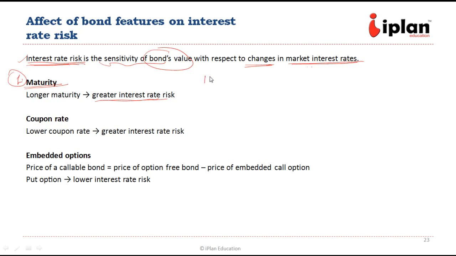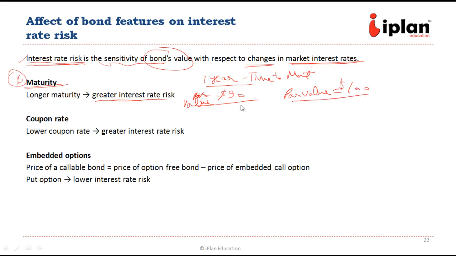If there is a bond with 1 year time to maturity, say the present value is 90. This is the present value of the bond, or we can write simply value, and par value is $100. So the difference between these two is say $10 in this case.